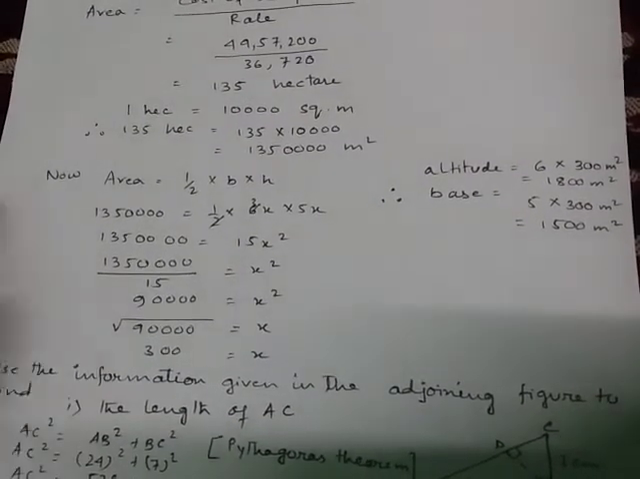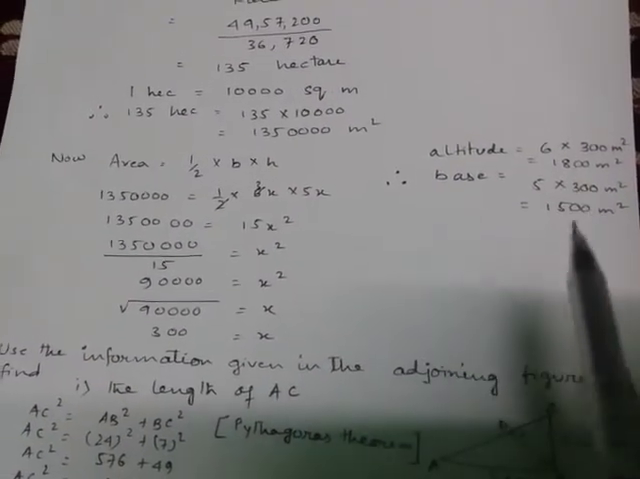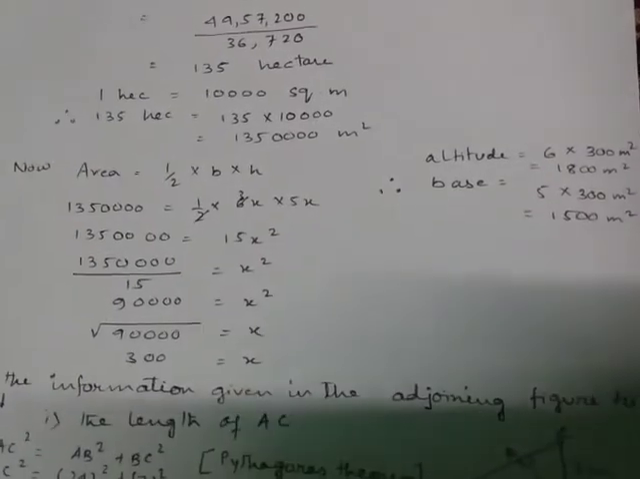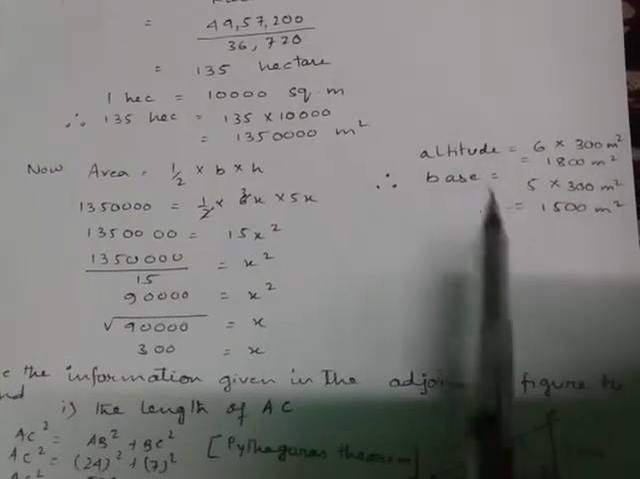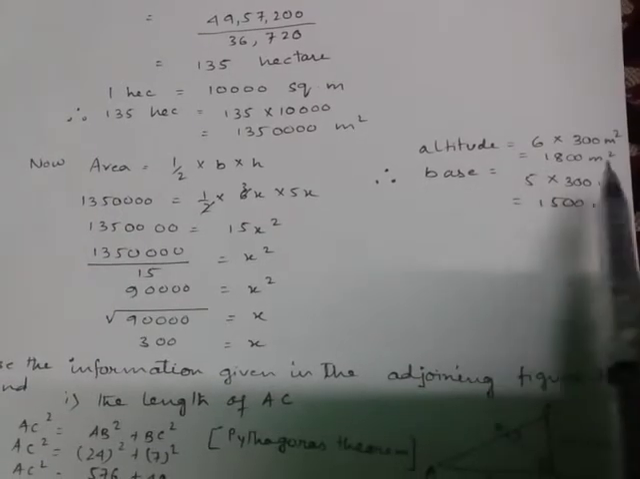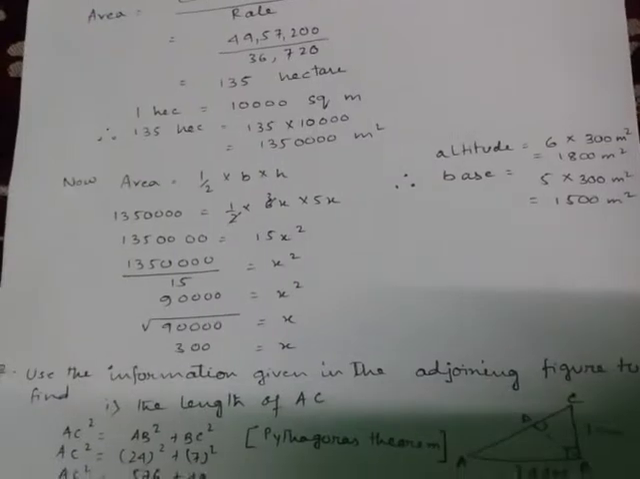They want to know the dimension. So therefore altitude was 6x. So 6 into 300 meter is equal to 1800 meter, and base equals 5 into 300 meter, equal to 1500 meter.